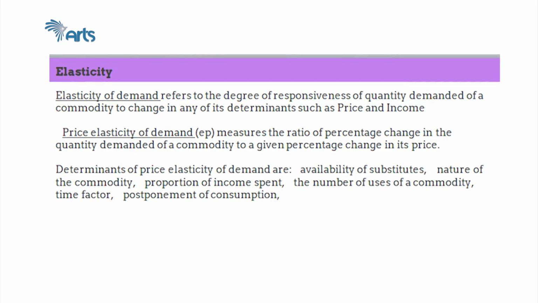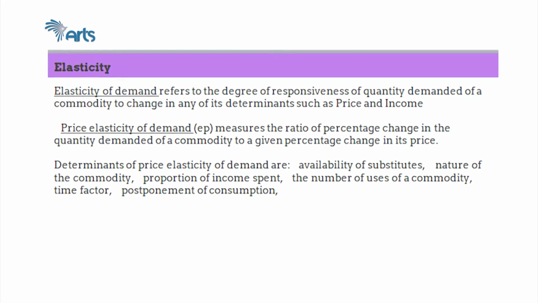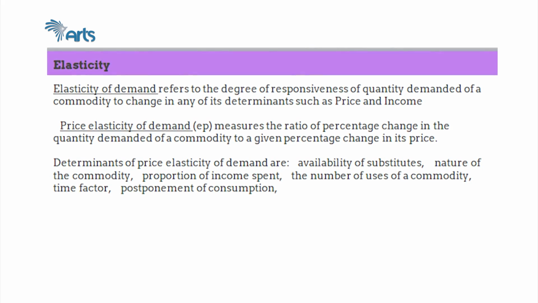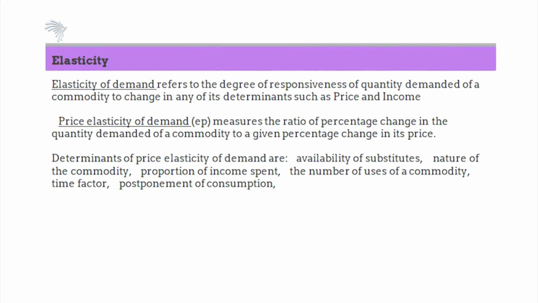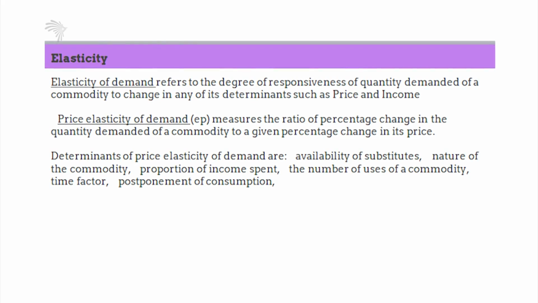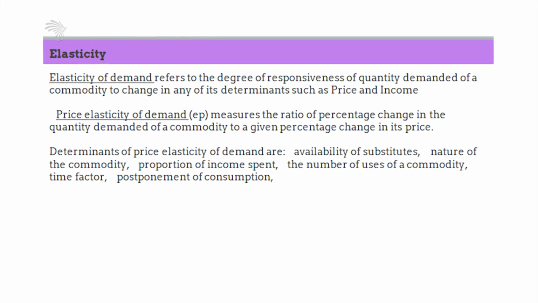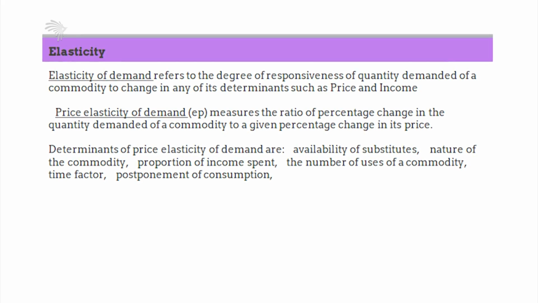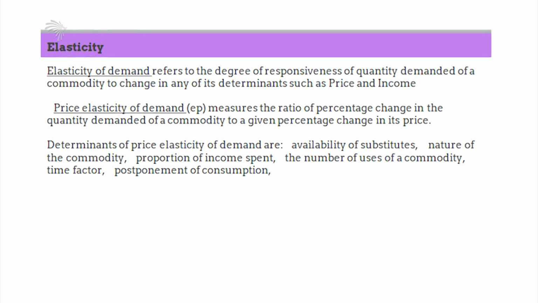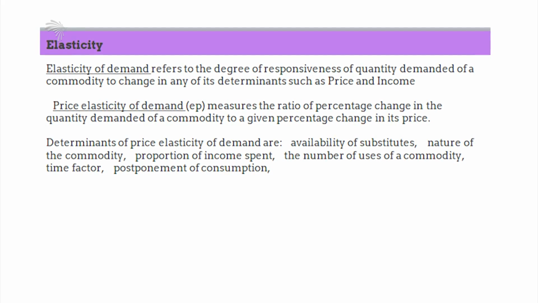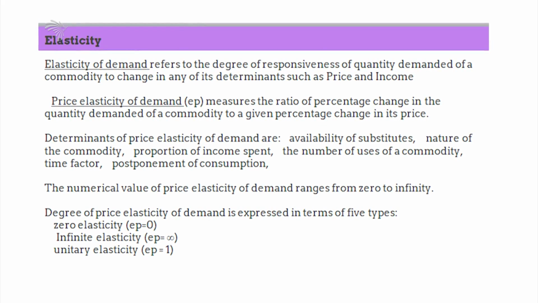So the determinants of price elasticity of demand are: number 1, availability of substitutes; number 2, nature of commodity; number 3, proportion of income spent; number 4, the number of uses of a commodity; number 5, time factor; number 6, postponement of consumption. For example, if we pick availability of substitutes, let's pick a market for Coca-Cola. If Coca-Cola has so many substitutes, then as the price of Coca-Cola goes up, consumers will switch their consumption to a different good. And this makes the price elasticity of demand for the Coca-Cola product very elastic.